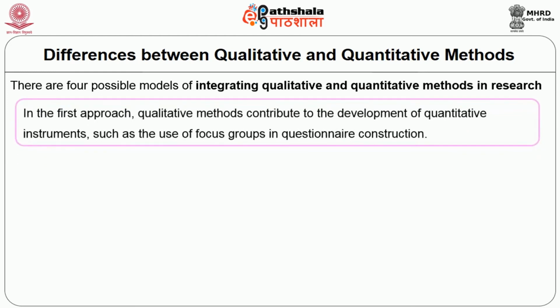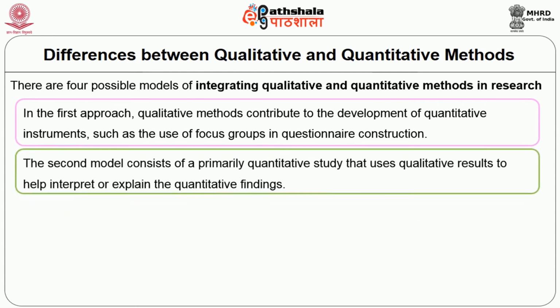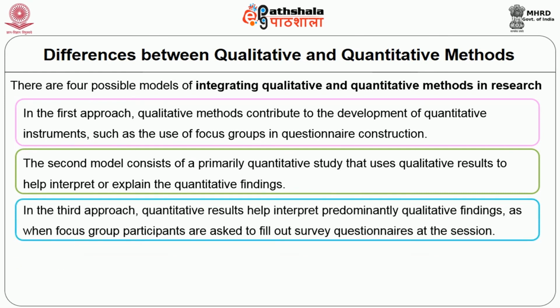In the first approach, qualitative methods contribute to the development of quantitative instruments such as the use of focus groups in questionnaire construction. The second model consists of a primarily quantitative study that uses qualitative results to help interpret or explain the quantitative findings. In the third approach, quantitative results help interpret predominantly qualitative findings, as when focus group participants are asked to fill out survey questionnaires at the session.